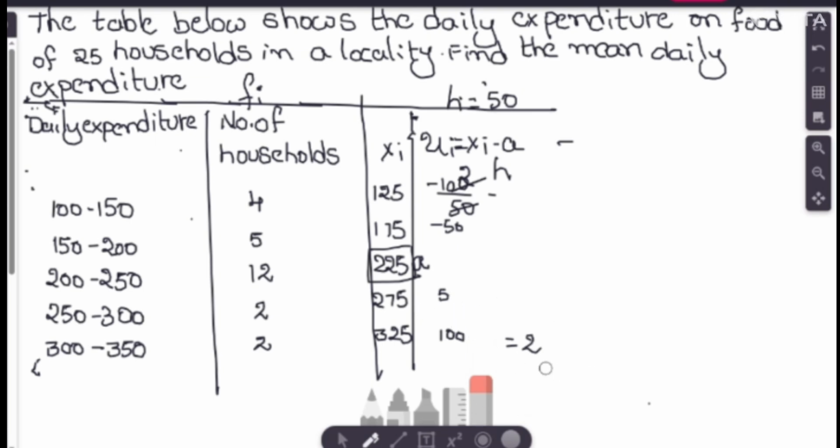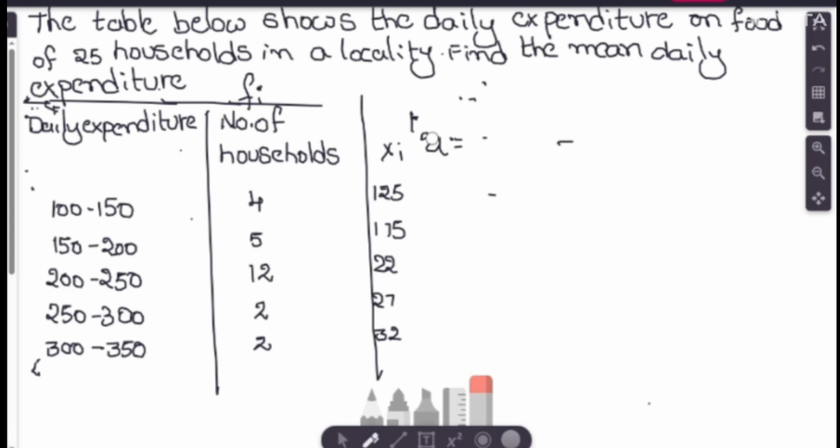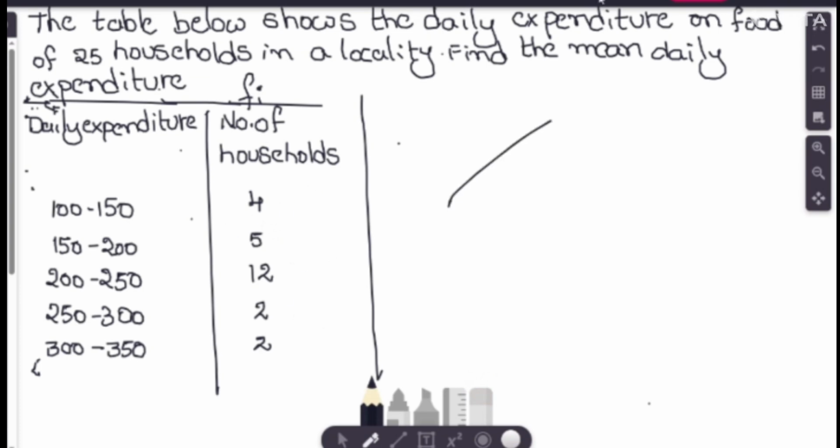Next one is the mode of the data. For this, what we have to do? First we have to observe the frequency column. See here, in the frequency column, which is the greatest number? Now what am I finding? Mode I am finding. Here I am writing mode instead of mean. Find the mode for the same data.